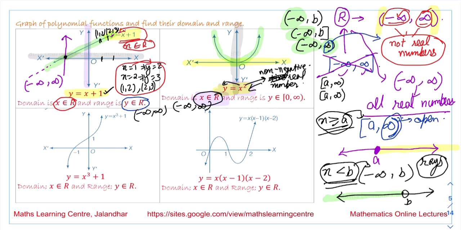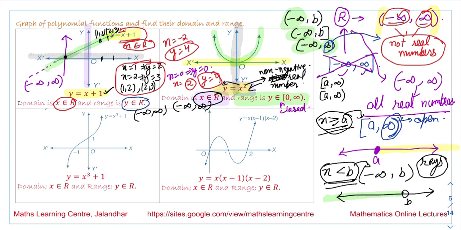Suppose we substitute x is equal to 2, we will get y is equal to 4. If we substitute x is equal to minus 2, we will get y is equal to 4. So the value of y that we will have is always non-negative, that is 0 and all the numbers greater than 0. So the range of this function is y belongs to 0 comma infinity, with a closed bracket at 0, because if we put x is equal to 0, the answer will be y is equal to 0.